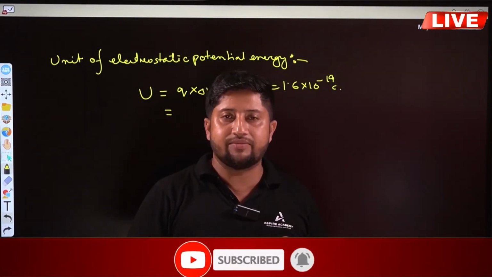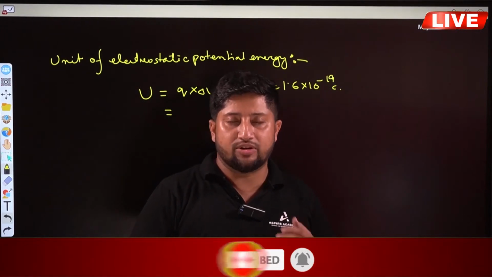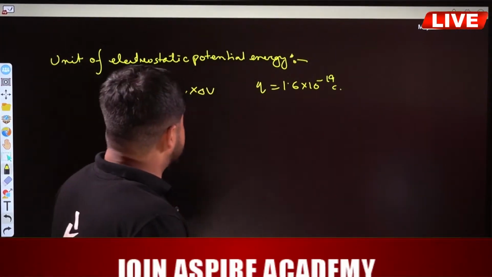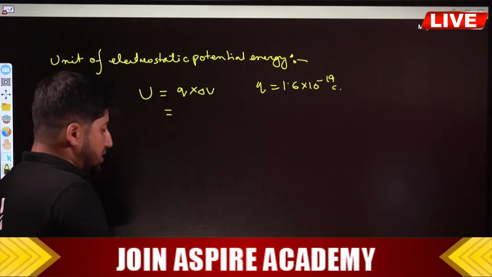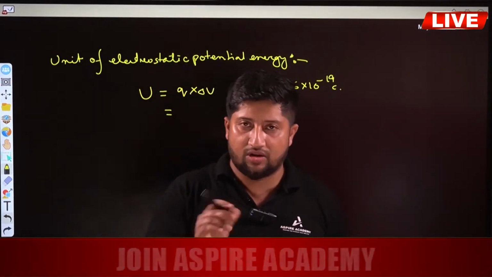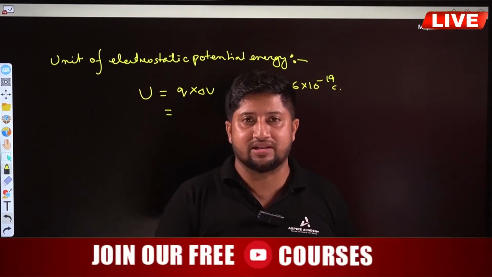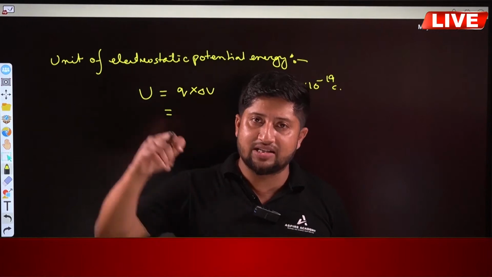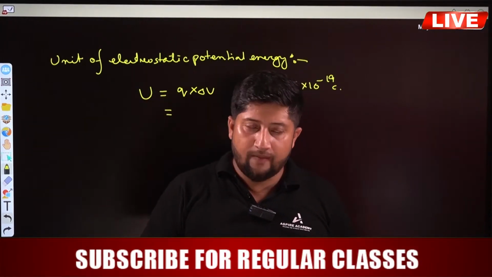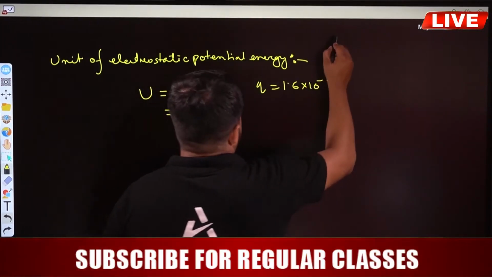So what is the value of one charge? 1.6 into 10 to the power minus 19 coulomb. So how did we come to this formula? We already discussed the work done for a 2-point charge system and a 3-point charge system. This work done is also stored as potential energy. This potential energy is equal to what? How can we convert it? V is equal to what?